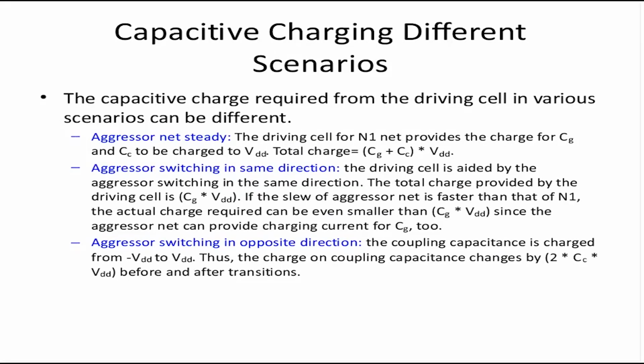The driving cell is aided by aggressor switching, the total charge provided by driving is CG VDD. If the slew of the aggressor net is faster than that of N1, the actual charge required can even be smaller than CG VDD, and it will help. The delay will be less than X.